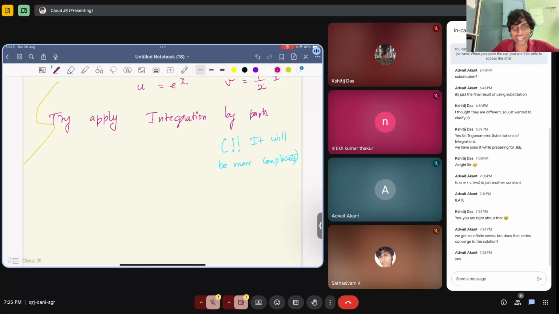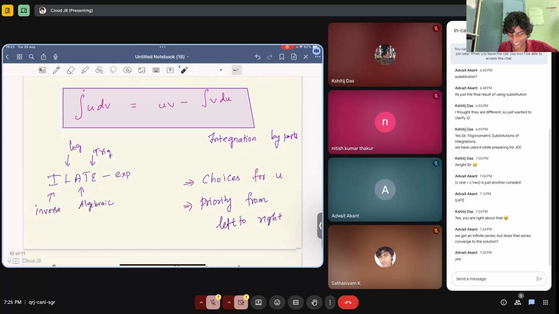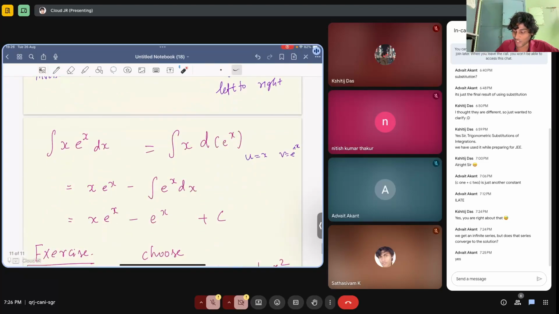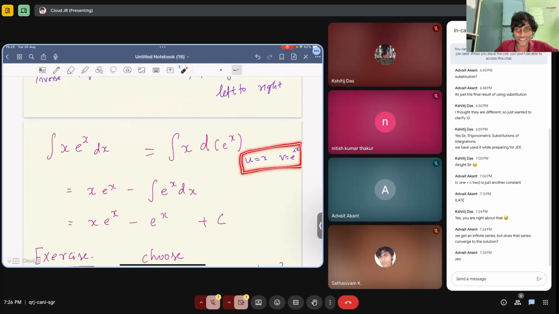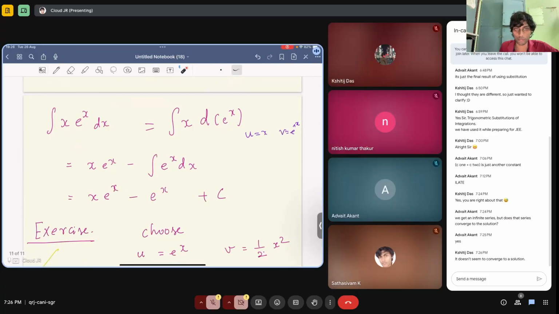But the good thing is you only have two choices, right? So either you can take this as u, or you can take this as u. But if there are multiple terms, then you have to choose. Maybe two terms can be u, two terms can be v. But yeah, make a choice. It's up to you, but at the end of the day, you have to make a choice.